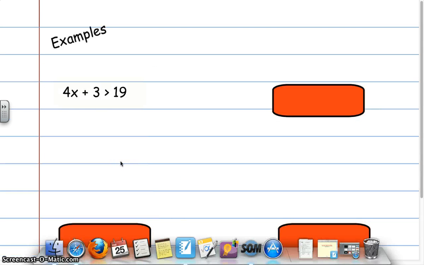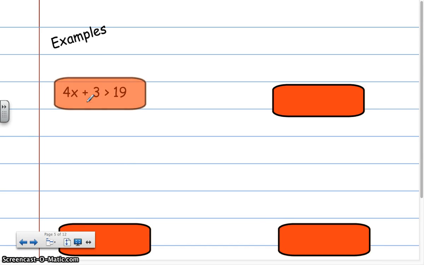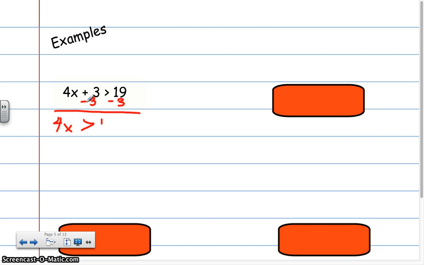Okay, this first example that we're going to practice independently, I have 4x plus 3 is bigger than 19. So what do I move first, class? The 3, right? I move that plus 3 because that's not connected. And I move that by subtracting. So I'm going to subtract 3 from both sides. I get 4x is bigger than 16.